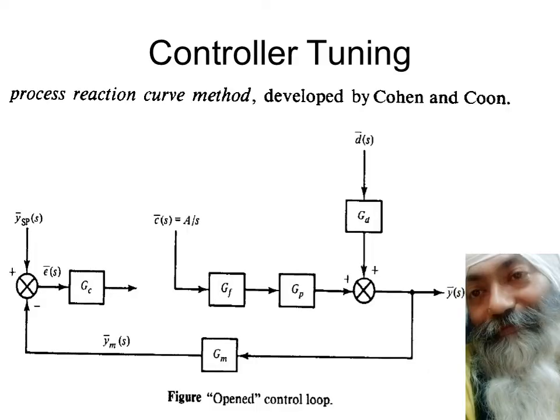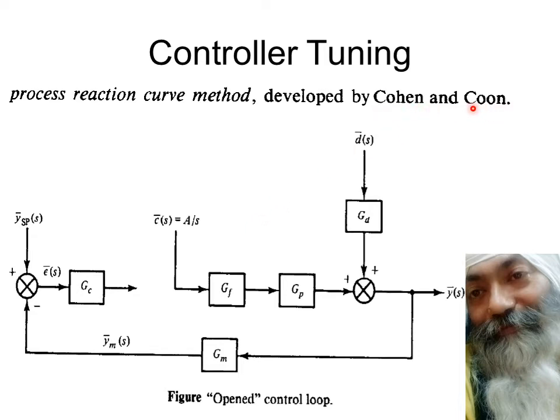Friends, we are back, and this time we are going to discuss controller tuning. Tuning means what should be the value of Kc, what should be the value of tau I, what should be the value of tau d. By now, you know the meaning of all these three terms, and this tuning can be done in two different ways. We shall first be discussing the one which was developed by Cohen and Coon.